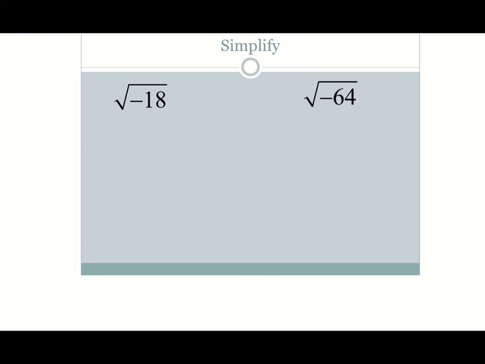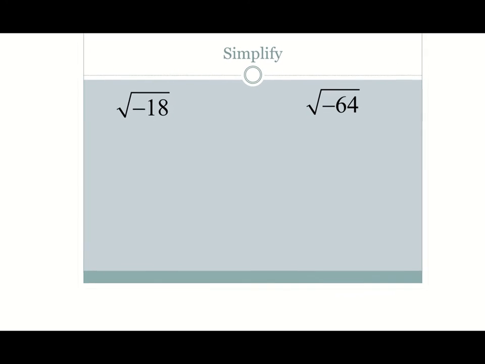So if we have the square root of negative 64, well, this can get broken down into the square root of negative 1 times the square root of 64, because negative 1 times 64 is negative 64. Well, now we know that the square root of negative 1 is i, and the square root of 64 is 8. So our answer would be 8i.